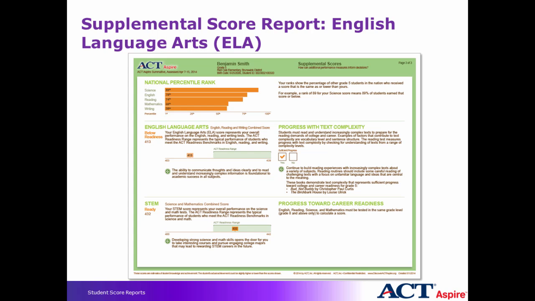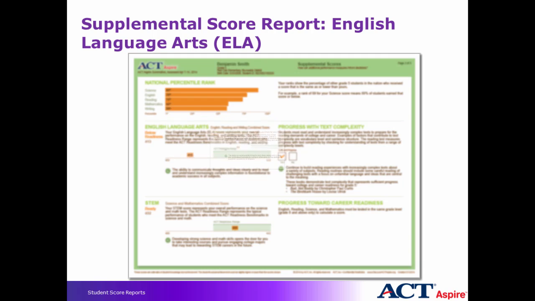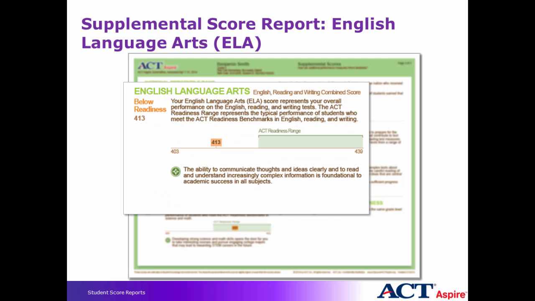Moving down the report, you can also see Benjamin's English Language Arts, or ELA, performance. This 3-digit score represents his average performance on the English, reading, and writing tests. If you did not test in all 3 subjects, you will not receive an ELA score on your report. You can see that Benjamin's performance of 413 fell below the ACT readiness range.